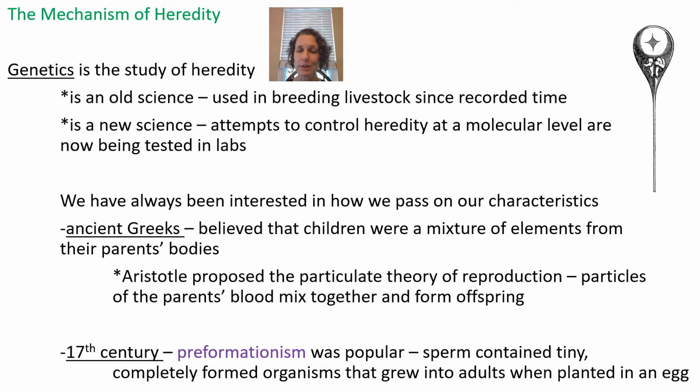Women weren't that important, and basically the offspring came from the sperm, which contained a tiny little completely formed organism, and that grew into an adult eventually if it was planted into an egg. So there's our little picture of the little tiny person curled up.